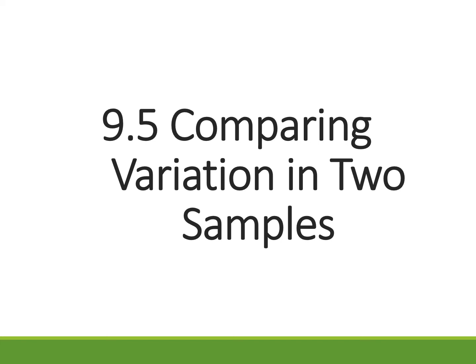9.5 is the last section in Chapter 9. We're still performing hypothesis tests on two samples. Only in this section, we were comparing the variations of the two samples rather than the means or the proportions.